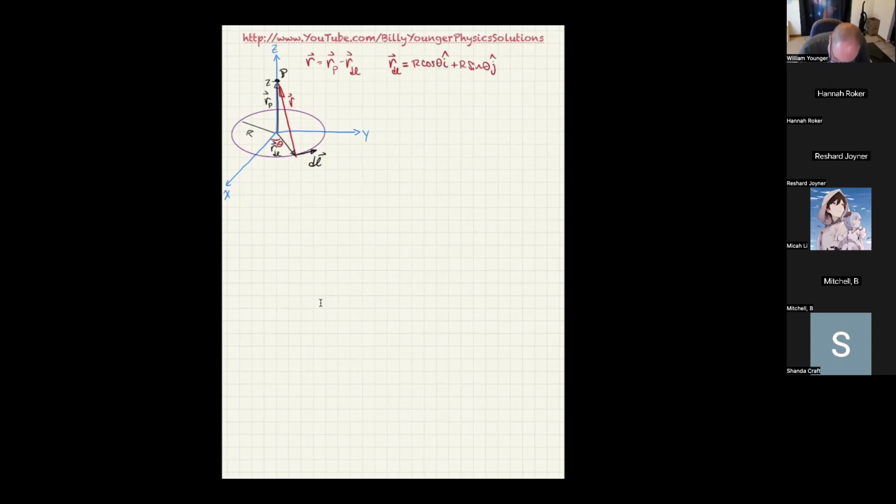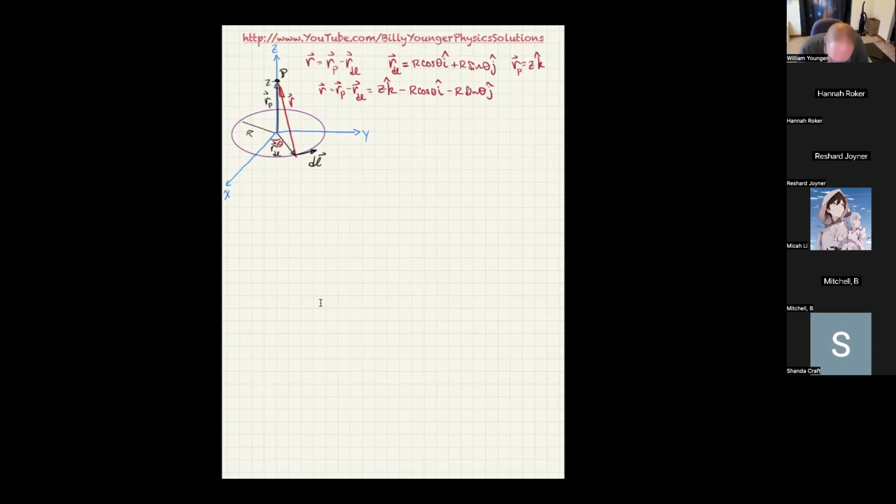And then RP is really easy. RP is just Z k hat. So when I do R, which is RP minus RDL, all I'm going to do is say Z k hat minus R cosine theta i hat minus R sine theta j hat. That's the whole vector.